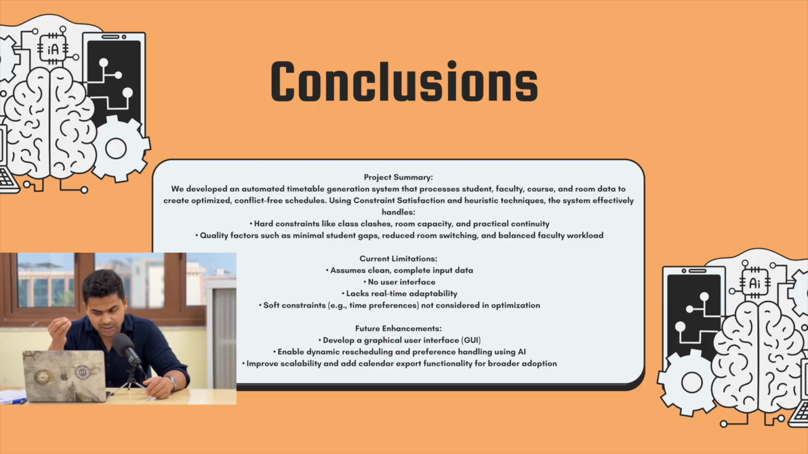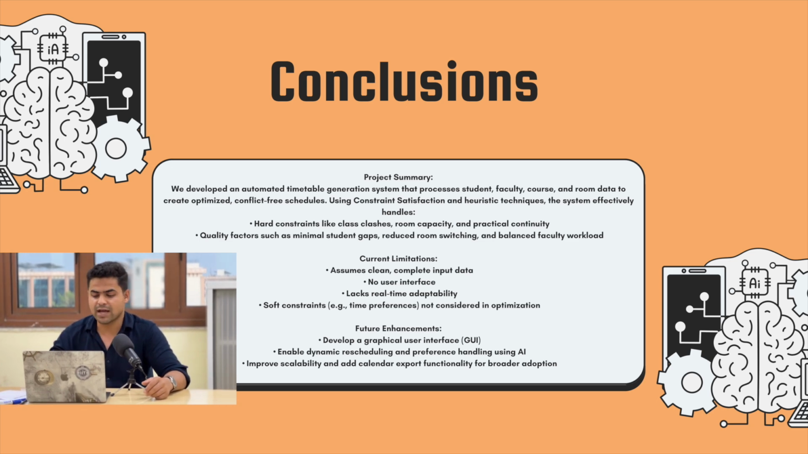The system effectively handles the hard constraints, like what I already told: class clashes, room capacity and practical continuity. Quality factors such as minimal student gaps, reduced room switching and balancing faculty workload. And what are the current limitations? It assumes clean, complete input data. There is no user interface, and there is a lack of real-time adaptability. Soft constraints and time preferences are not considered in an optimized manner.